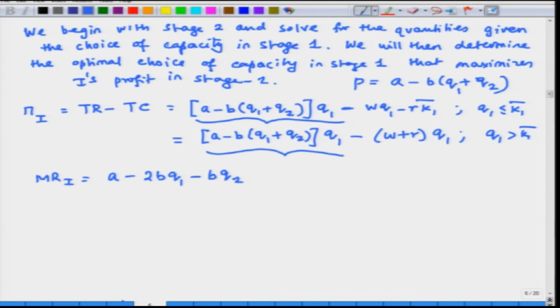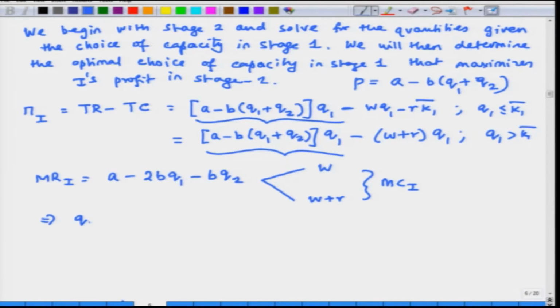Now, the incumbent is going to set its marginal revenue equal to the marginal cost. This marginal cost will be set equal to either W or to W plus R. These are the marginal costs of the incumbent, depending on whether Q1 is less than or equal to K1 bar or is greater than K1 bar. If I set the marginal revenue, which is A minus 2 B Q1 minus B Q2, equal to the marginal cost, which is W, we will find out the best response function for firm 1 for each choice of Q2 in stage 2.